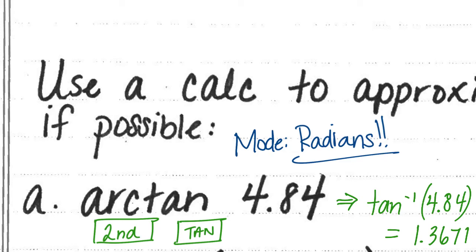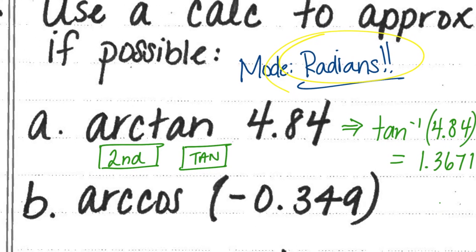Now, if you are in degrees, you're going to get the wrong answer. You're going to get 78.32. Don't be in degrees. You have to be in radians. Same thing for cosine. The arc cosine, you're going to hit second cosine. And when you put in negative 0.349, you are going to get 1.9273.